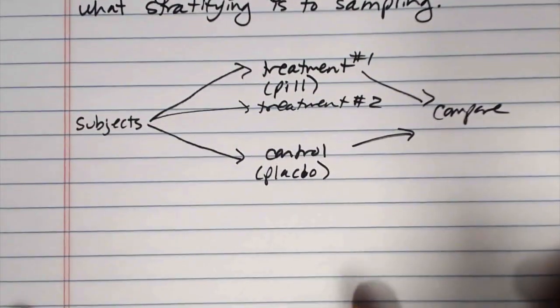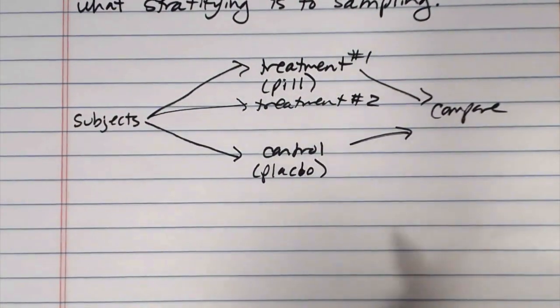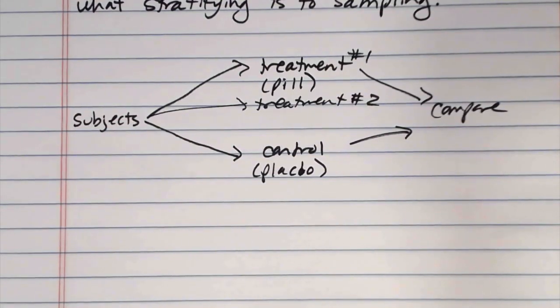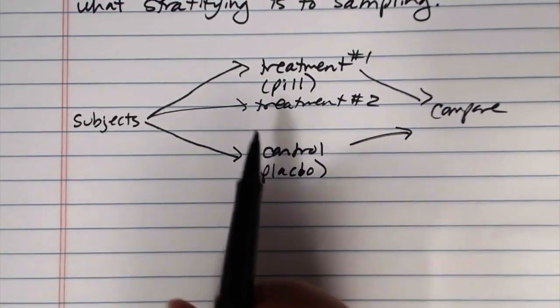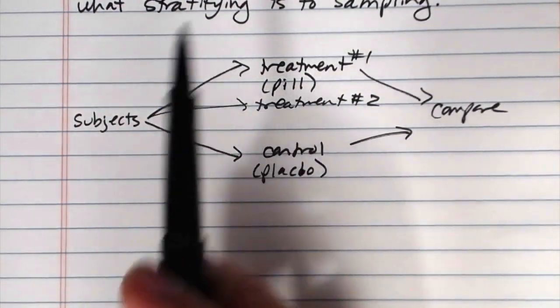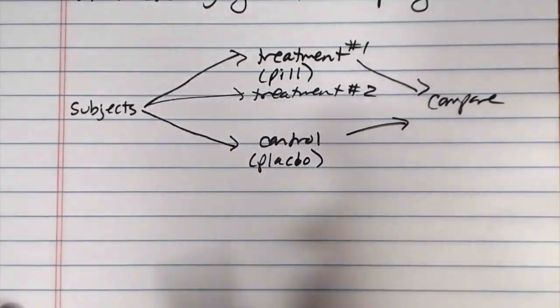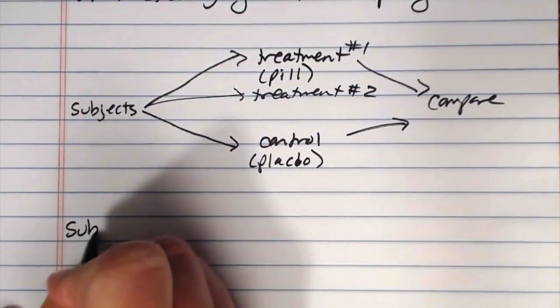You could also employ blocking. And blocking is what you would use if you thought there was some kind of characteristic of the individuals in the study that could have an impact on their response to the treatment. So for example, because male and female physiology is different, a lot of times men and women will have different responses to medications. So rather than doing a completely randomized design, I could do what's called a randomized block design.